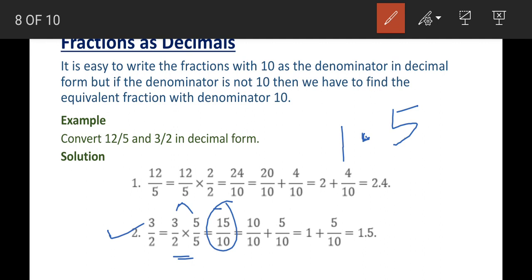Okay, if you want to convert this in steps, 15 can be broken in this way: 10 plus 5, so 10 by 10 plus 5 by 10. 10 by 10 is 1, and 5 by 10 can be written as 0.5. So 1 plus 0.5 becomes 1.5. Clear all?